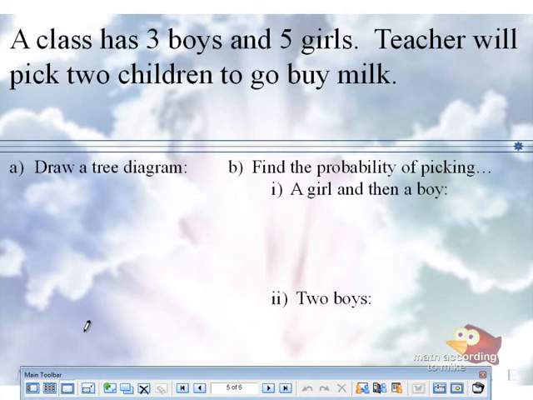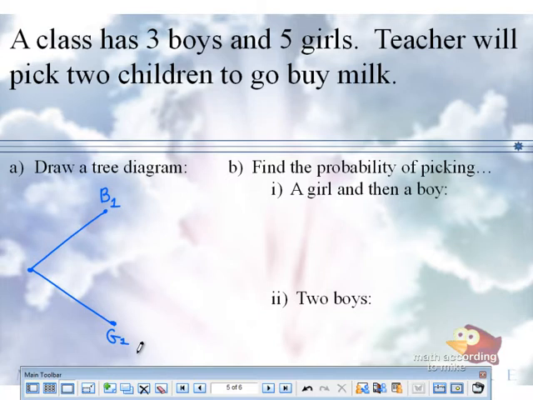So the teacher could pick a girl, or the teacher could first pick a boy. So I'm going to say B sub 1. Or teacher could first pick a girl, G sub 1. What is the probability that teacher first picks a boy, assuming all children have an equal chance of being picked?